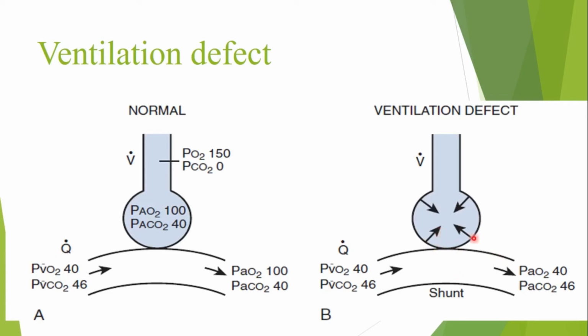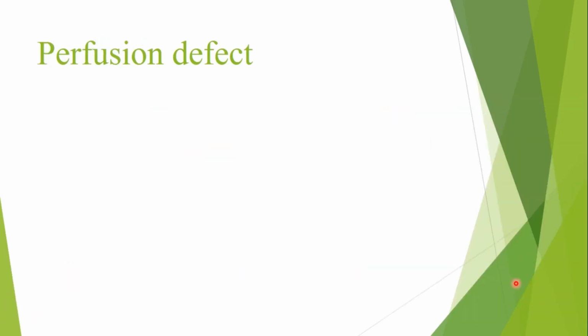An example of ventilation defect is respiratory distress syndrome. This is a condition in which there is lack of surfactant. Surfactant is a molecule that prevents collapse of the alveoli. So if there is any lack of surfactant, this alveolus is going to collapse, and as a result, it's not going to be well ventilated, and oxygen diffusion down the concentration gradient is not going to occur, and as a result, the partial pressure of oxygen in the arteriole is going to be reduced.